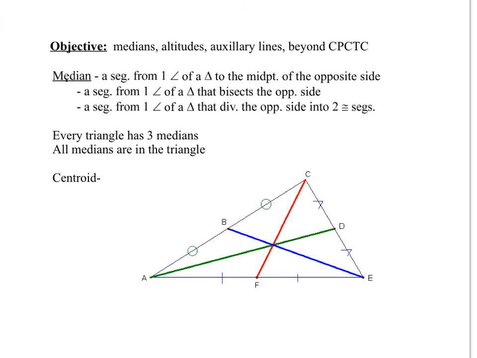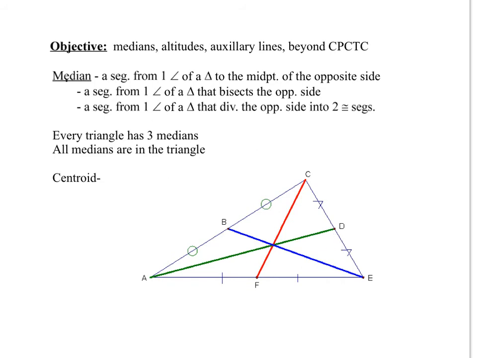The first one is the median, which you already know. You've seen this word a bunch of times. It is a segment that's drawn from the vertex of one triangle to the midpoint of the opposite side. So as I look from vertex C, this red line is the median of that triangle. It's drawn to the midpoint of AE at point F, the midpoint. The blue line here, drawn from vertex E, is drawn to the midpoint of the opposite side, so B is the midpoint of AC. And here in vertex A, the green line is the median drawn to CE at its midpoint D.